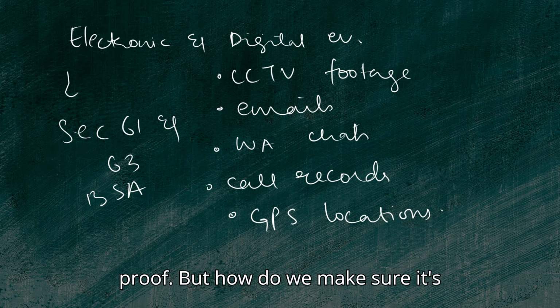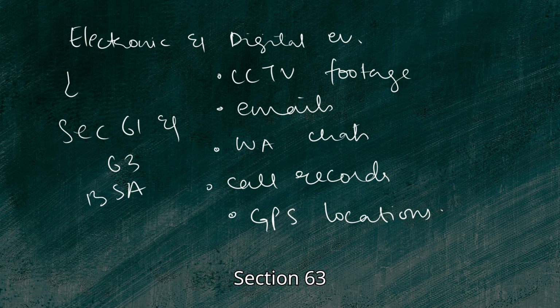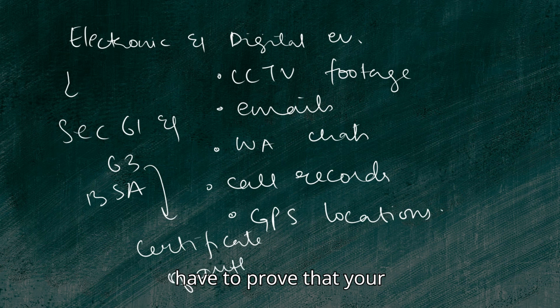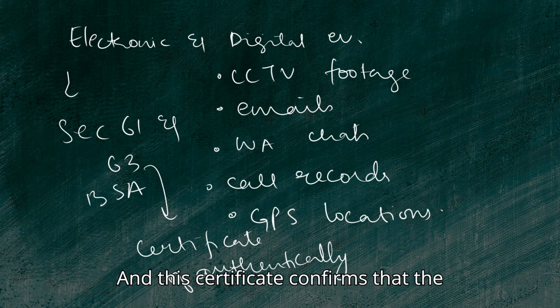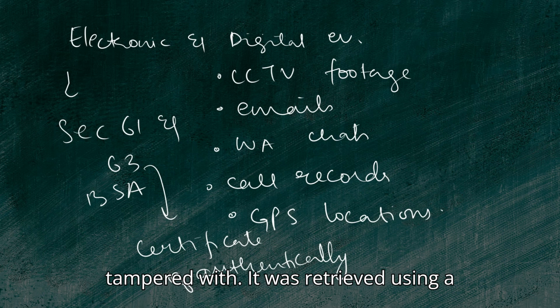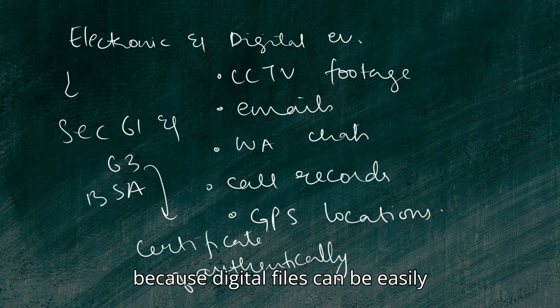But how do we make sure it's reliable? To be accepted in court, section 63 requires a certificate of authenticity. You have to prove that your electronic evidence is authentic, and this certificate confirms that the digital data is original, it has not been tampered with, and it was retrieved using a reliable process. This is very important because digital files can be easily edited or manipulated.